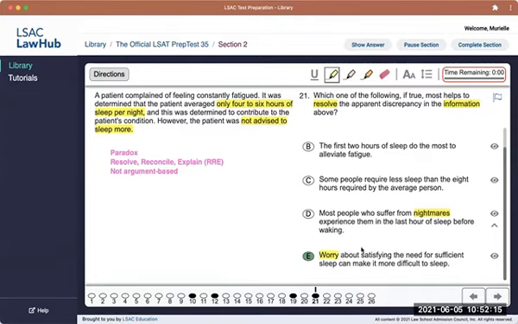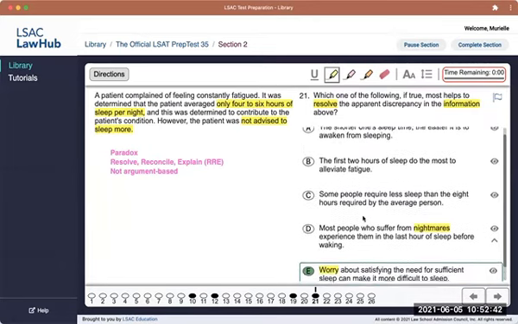So I like E. I find E to be the most satisfying answer for that reason. That would explain quite well in my mind why we wouldn't advise them to sleep more. So yeah, I would go with E here. Okay.